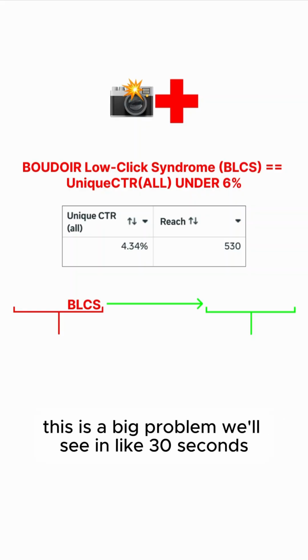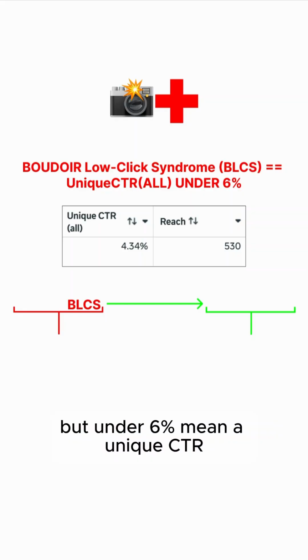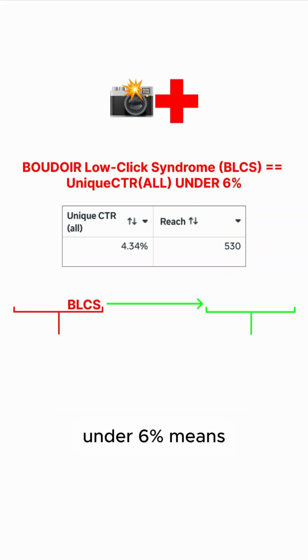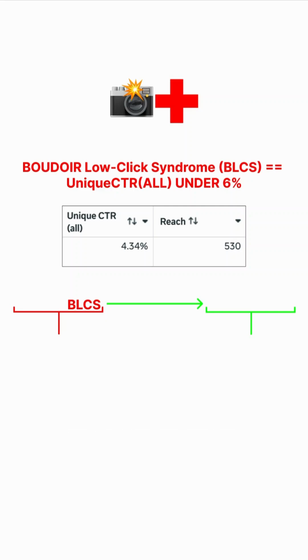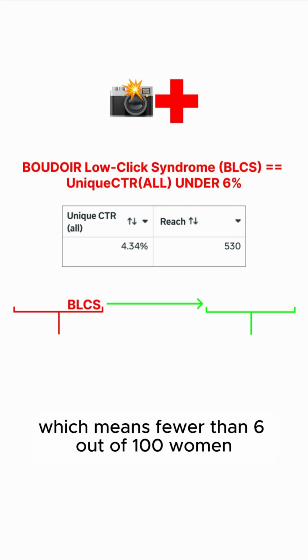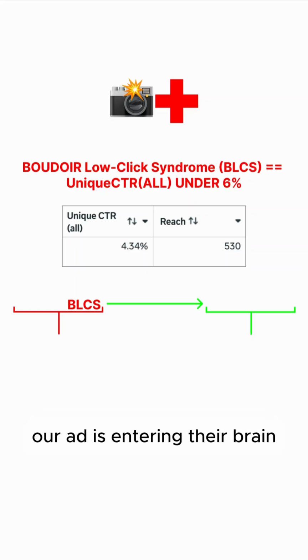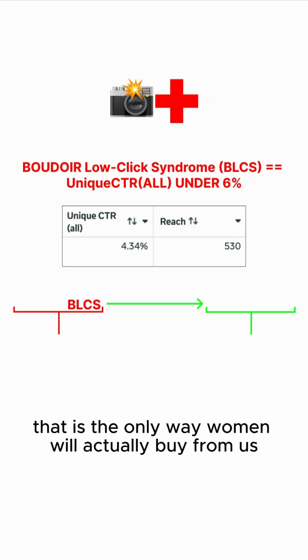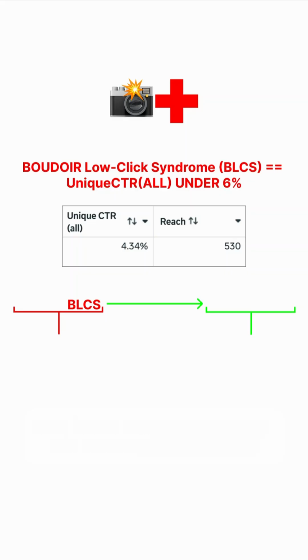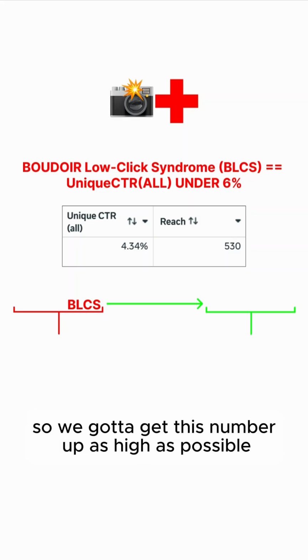This is a big problem, we'll see in like 30 seconds, but under 6% unique CTR on all means fewer than 6 out of 100 women are clicking anywhere on our ad, which means fewer than 6 out of 100 women, our ad is entering their brain. And we care about that because if we can get our ad into their brain, that is the only way women will actually buy from us. So we got to get this number up as high as possible.